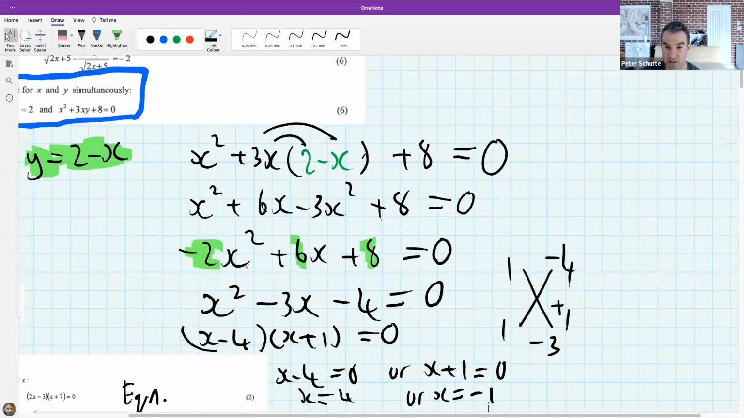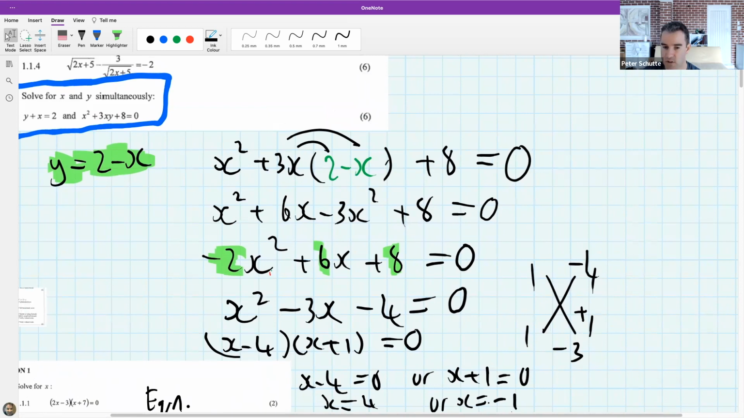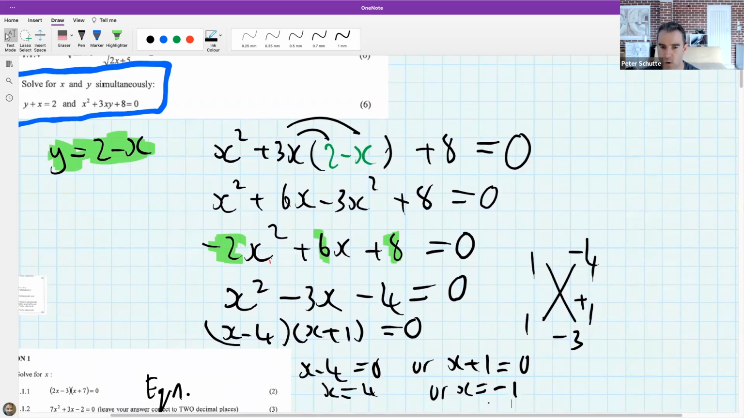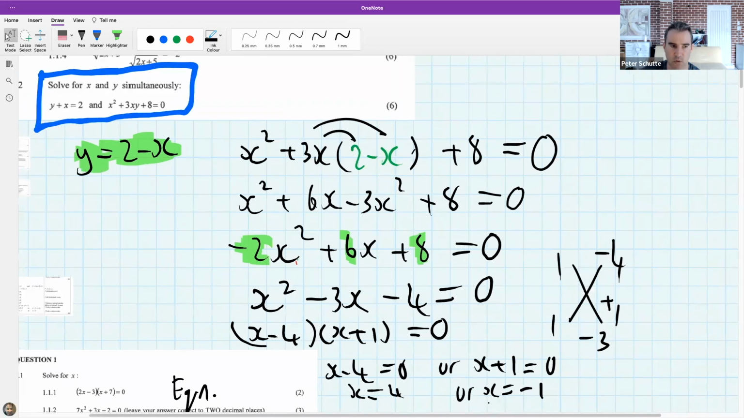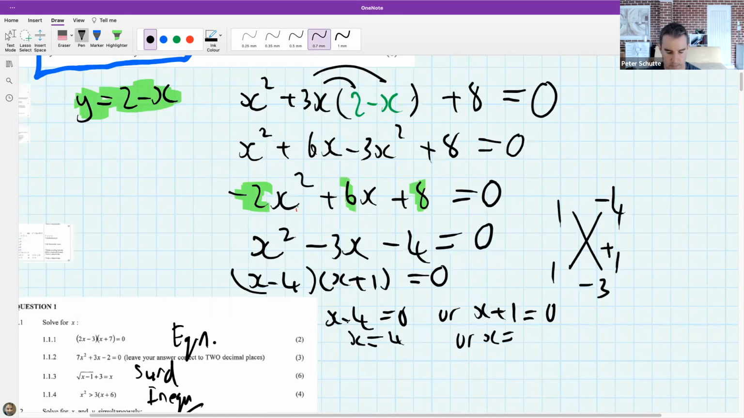Now, that isn't the question complete. I still need to find the y values. Does anybody know how we get the y values, or what's the best way to get the y values? David, let's go to you. Sir, what you're gonna do is these two values, 4 and -1, you're gonna substitute them into the equation highlighted in green.